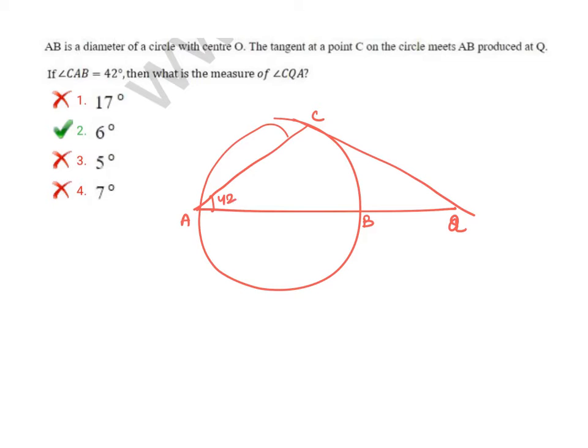If this is 42, let this be O, and we know OCQ is 90 because the angle between the tangent and the line drawn from the center is 90 degrees. If this is 42, OC is also a radius, OA is also a radius, it becomes an isosceles triangle, therefore this is also 42. Now in triangle CAQ, this is 90 degrees and these two sum to 84, therefore the remaining is just 6 degrees. So the answer is 6 degrees. So angle CQA is 6 degrees.